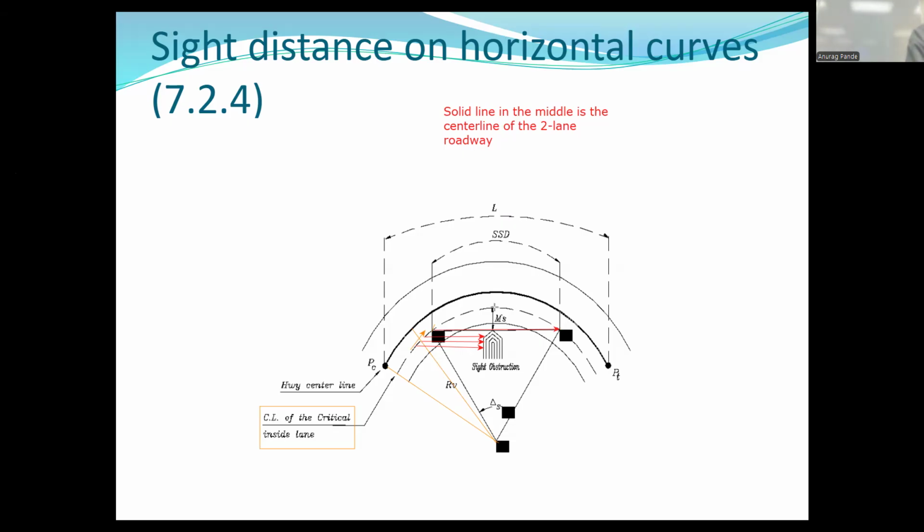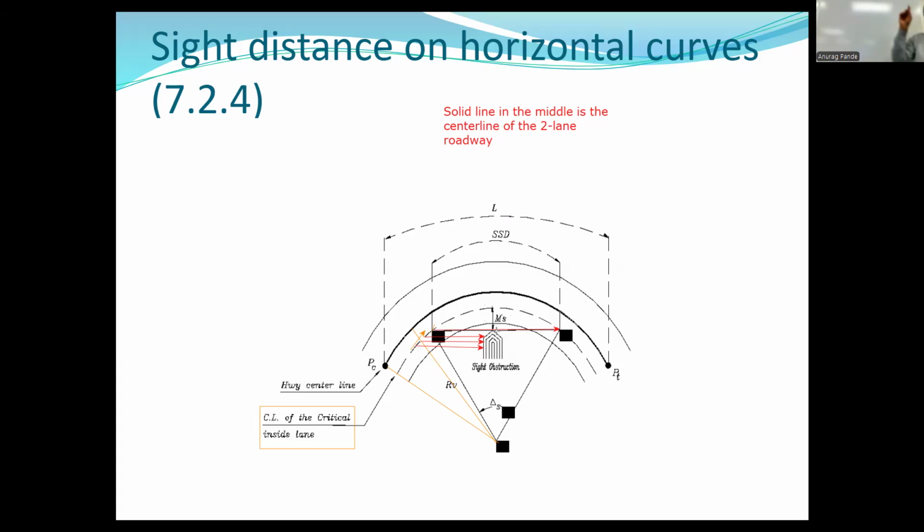So this can help you determine at what point the driver is able to see around the bend. And then we define this as M_S. If you remember M, the term that we had used before, it was for the middle ordinate.